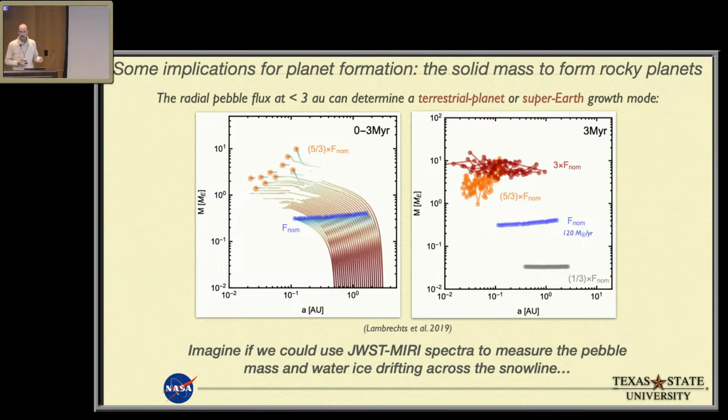First of all, planet formation models propose that the pebble mass flux entering the snowline region is what determines whether we get super Earth systems of planets or Earth systems of planets, like in this work by Nicole and Lambrechts. Imagine if we could use JWST MIRI to estimate this mass of pebbles by using the sublimation of ice as a tracer of how much pebble mass has entered the snowline.